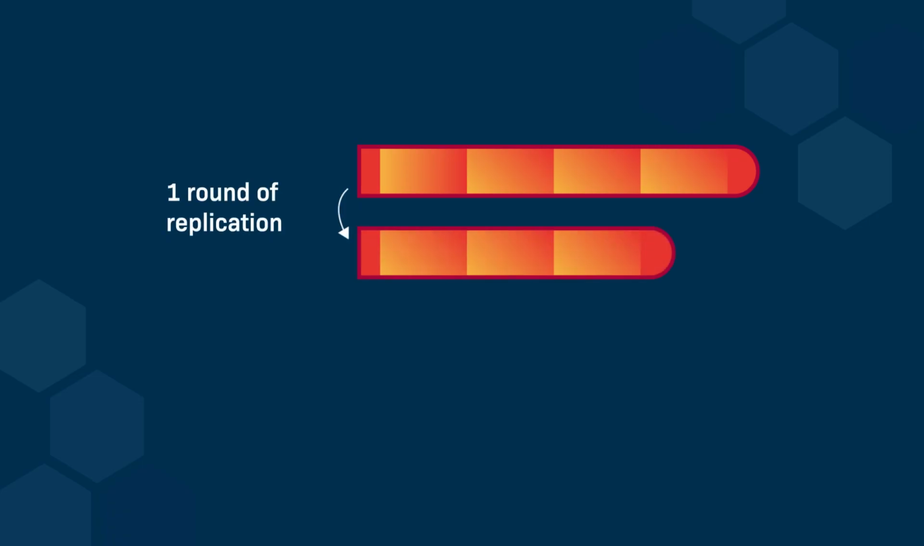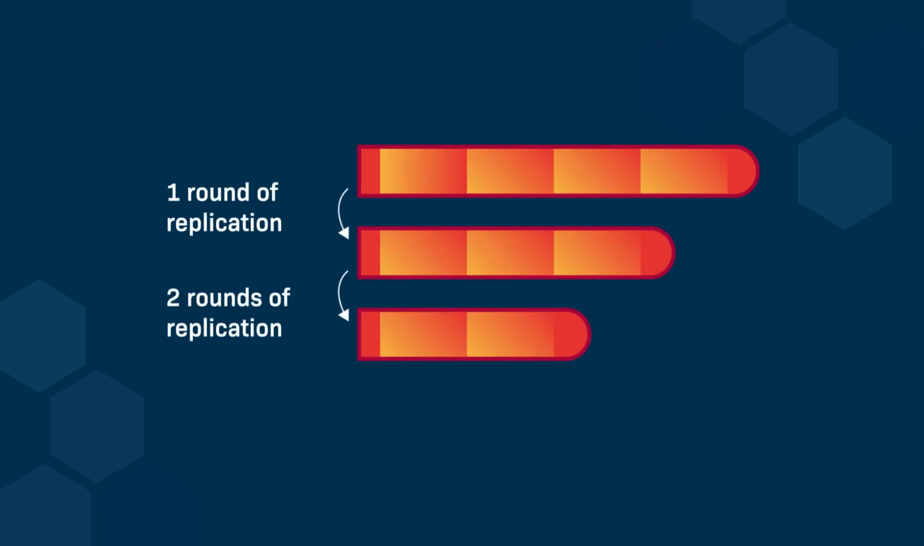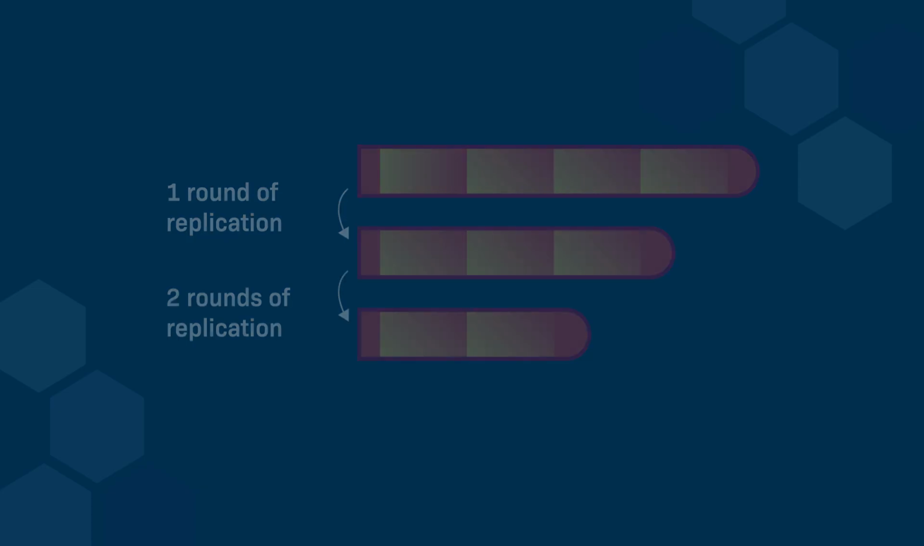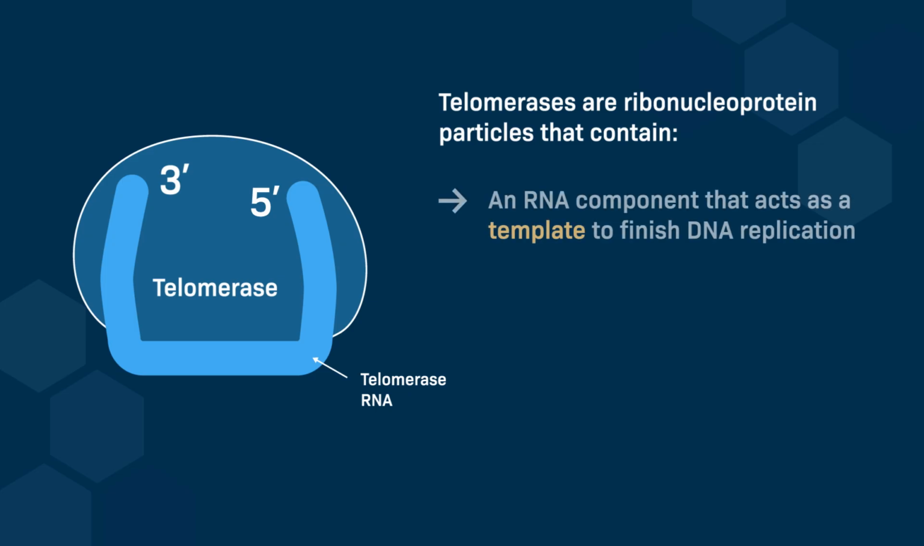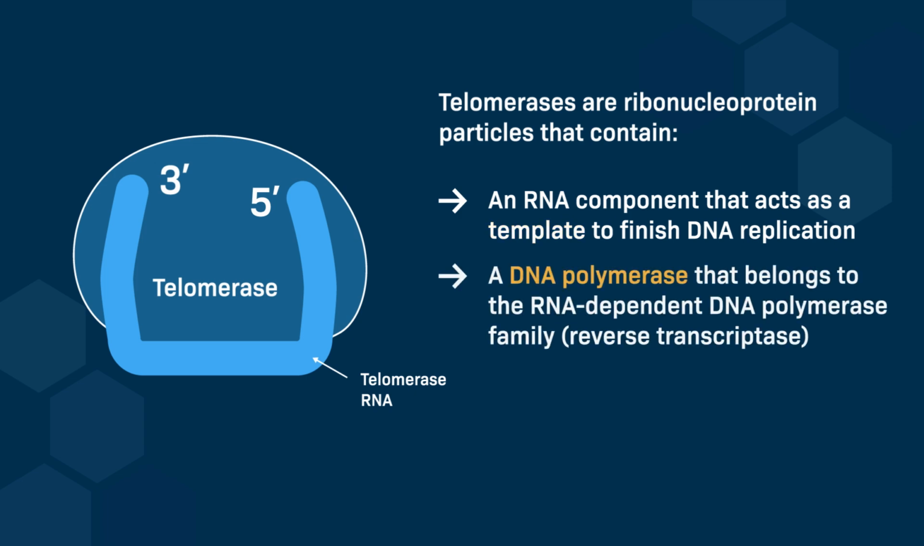The end replication problem arises because leading strand synthesis fails to reproduce the last part of the telomere, leaving a blunt leading end telomere without its characteristic and crucial 3' overhang. Telomerase is a ribonucleoprotein particle that contains an RNA component, which serves as a template for DNA synthesis, and a DNA polymerase component that belongs to the RNA-dependent DNA polymerase family, also known as reverse transcriptases. This means that telomerase can synthesize DNA using its RNA template.